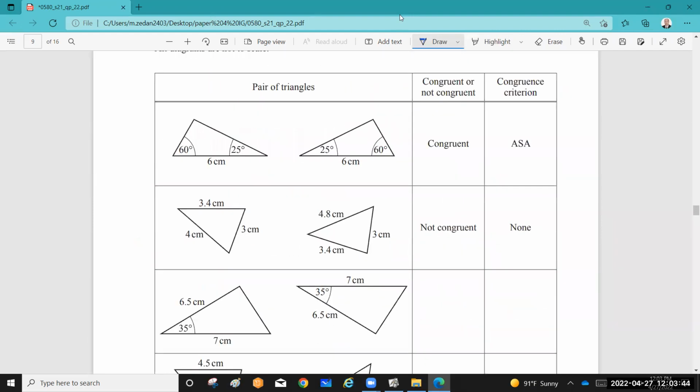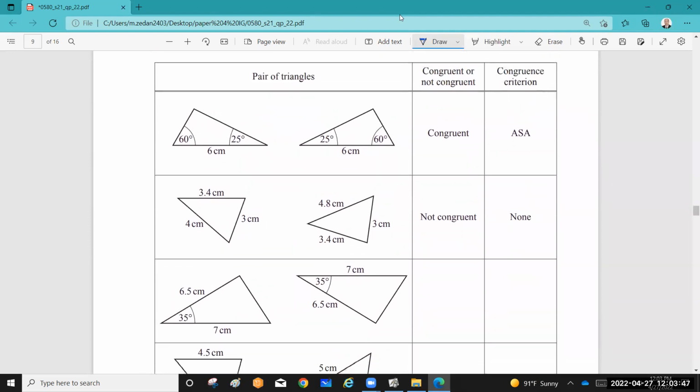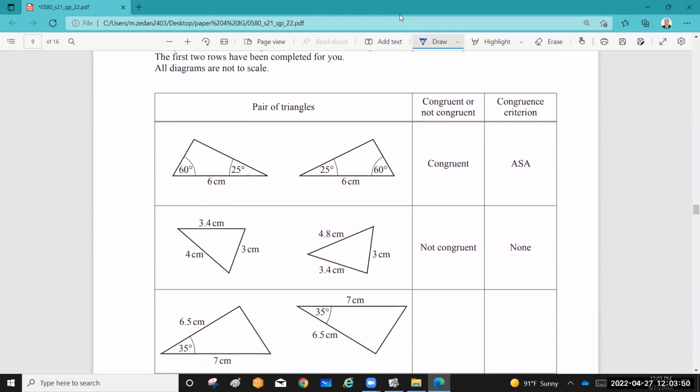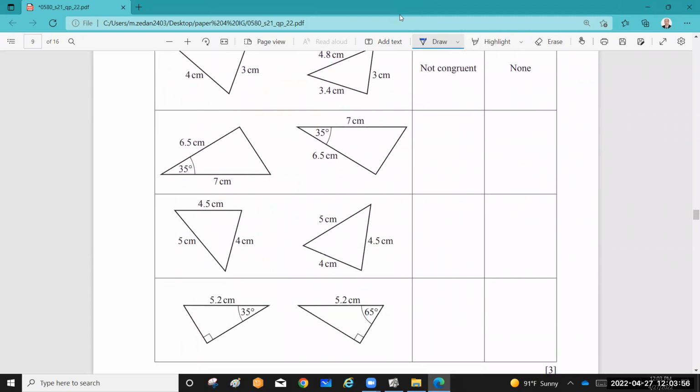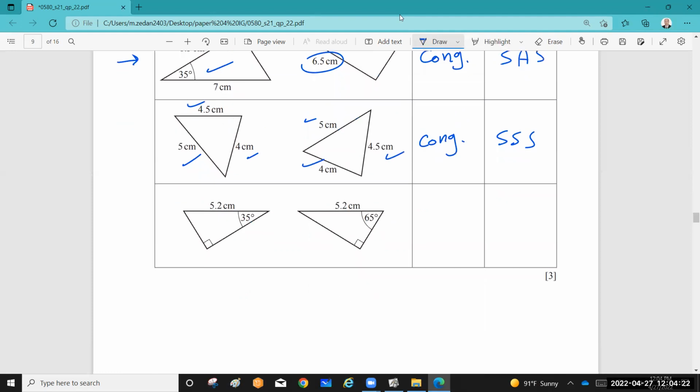The next question is asking about the theorem that justifies pairs of triangles being congruent. In this question, these two triangles are congruent because the side angle side theorem applies here. 7 and 6.5, the same, 7 and 6.5, even in opposite direction. They include the angle 35 and 35. Look at this one also: you have 5, 4, 4.5, 5, 4.5, and 4. This is congruent also, by the side theorem. And the third one, you have 65. This angle is really 25.